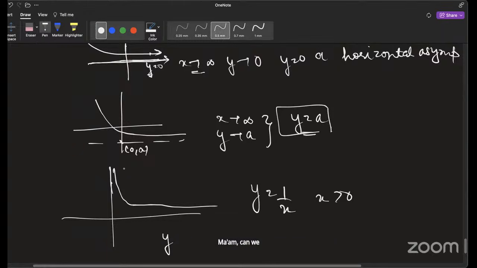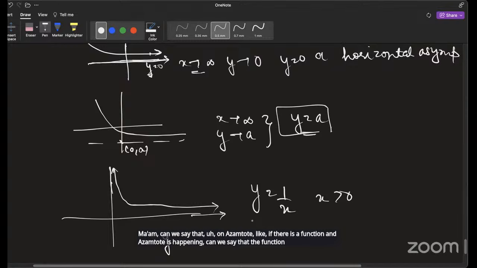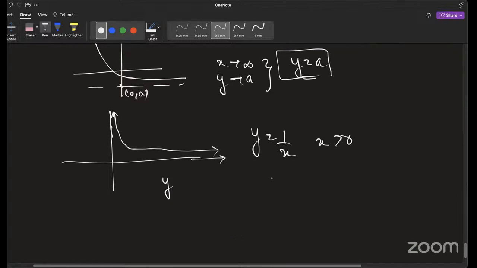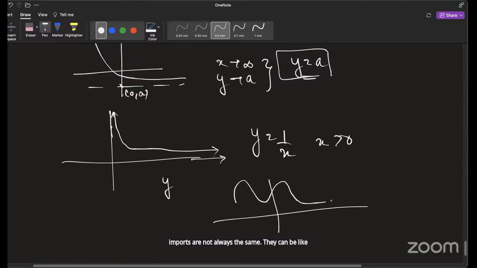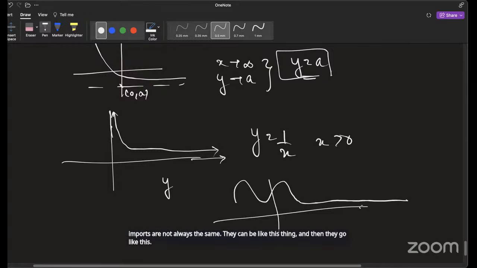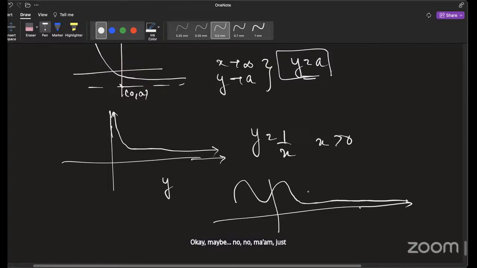Ma'am, can we say that if there is a function and asymptote is happening, that the function is 1-1? You see, asymptotes are not always like this. They can be like this thing, and then they go like this. So you can't say anything about asymptotes. Ma'am, just the asymptote area, if you want to limit the value of x from the asymptote area, can we say that the function is 1-1?